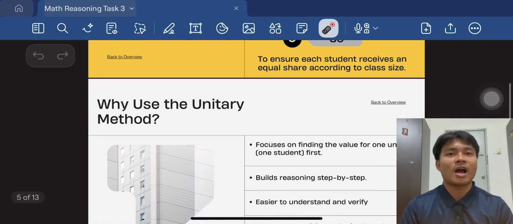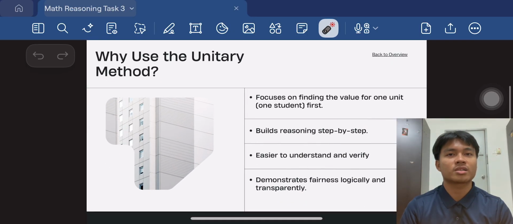Okay, next. I chose the unitary method because it's very straightforward. You start by finding the value for one unit, or in this case, one student, and then you scale it up. It's step by step, logical, and super easy to verify. This approach also makes it clear to see how fairness works, because you're not comparing ratios directly, you recalculate from the smallest unit to the total. Okay, now let's look at how I applied this method, starting with the first step in the Polya model.